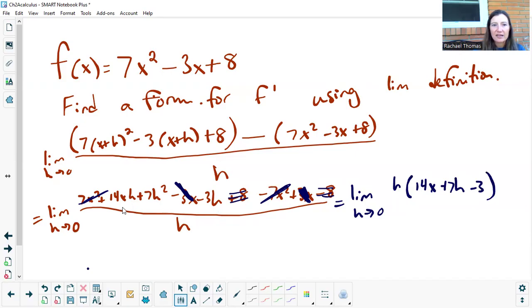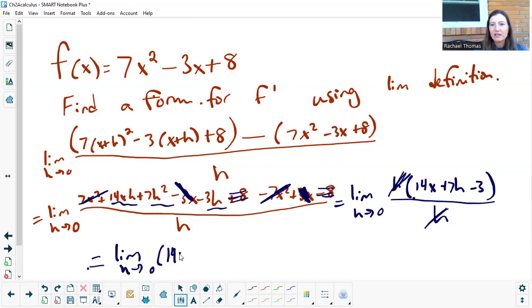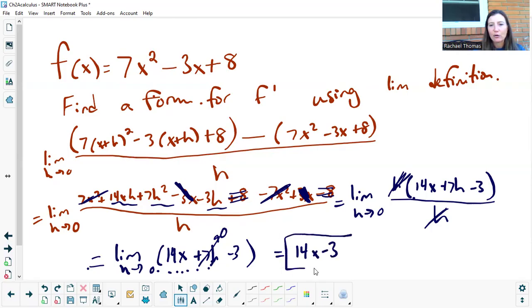So I could take this 14xh and make it h times 14x. 7h squared is 7h times h, minus 3 times h. And then that's divided by h, which gives me the opportunity to cancel those h's. And now I've got the limit as h goes to 0 of 14x plus 7h minus 3. Now at long last, I can plug in 0 for that h and get 14x minus 3. That is the formula for my derivative.